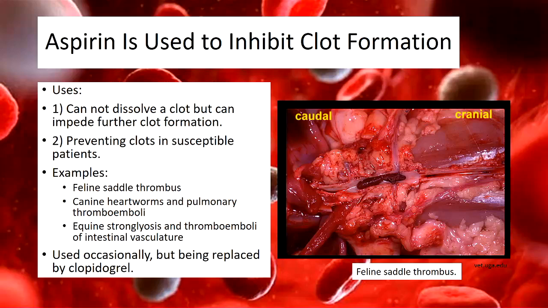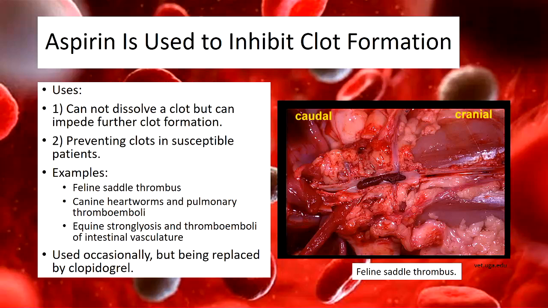So it is used sometimes, mainly in small animals. Cats, more so dogs, occasionally horses. They get intestinal parasites and then they get blood clots in the intestinal vasculature. It's used occasionally. It's being replaced by, we're going to talk about clopidogrel, which is basically a safer drug. And now we're going to talk about why aspirin's a problem. This is a feline saddle thrombus in a cat, though, that obviously is dead. Have you guys heard about saddle thrombi? All right.